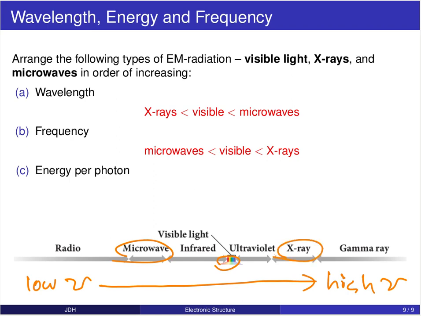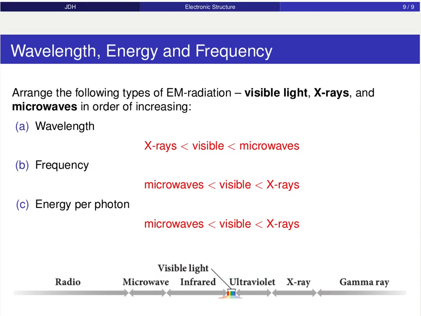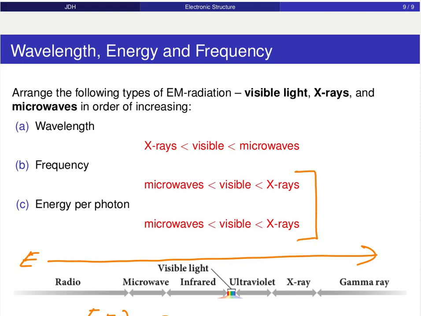And of course, lastly here, energy per photon. Given Einstein's relationship here, we know that energy is directly related to the frequency. So of course, the energy increases as you go from left to right. So the ordering of both energy and frequency are going to be the same.